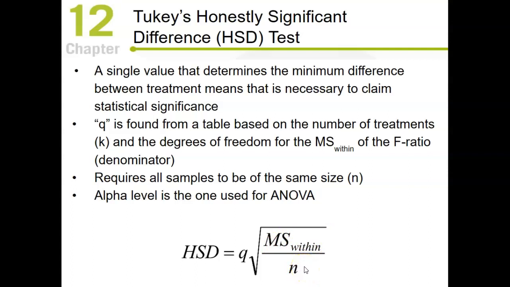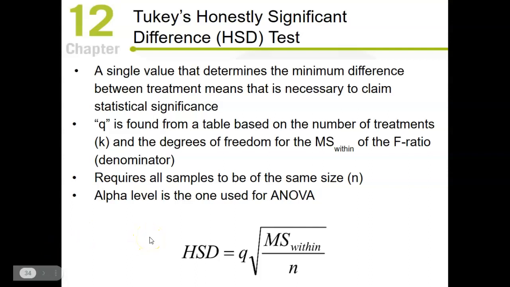And you would just compare this number to the differences of the different means, right? Mean 1 minus mean 2, mean 2 minus mean 3, and then mean 1 minus mean 3. So take these differences, and if those differences are greater than this HSD value, then those two particular means are significantly different from one another. You can read more about this in your book.